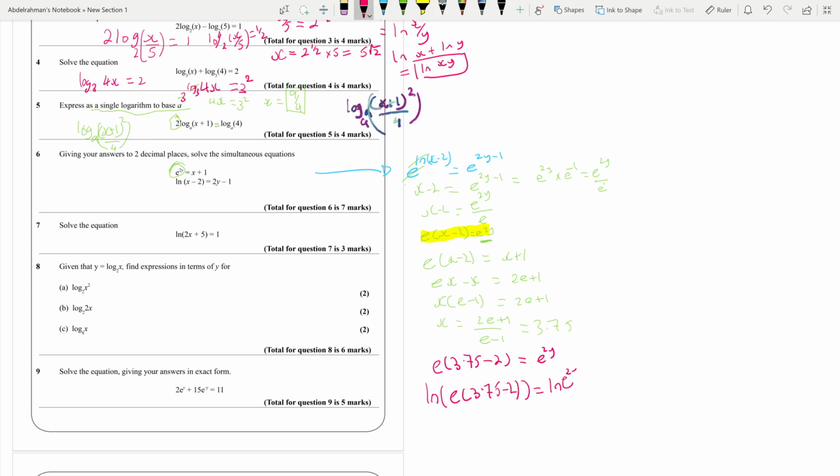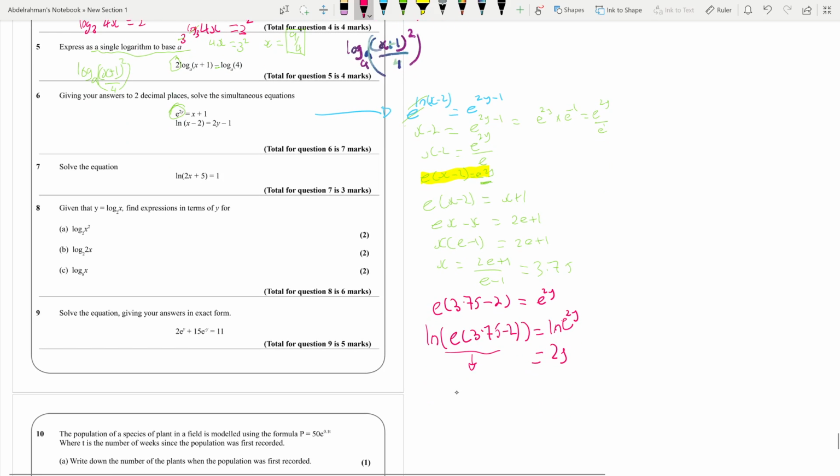ln e^y. ln e cancels out with e, so it will be 2y is equal to that number here. And if we do y is equal to all of that number divided by 2, that should give me 0.78. Okay, so ln of e^3.75 minus 2 divided by 2 from here should give me y equals 0.78, and if you substitute in, it should give you the same answer.